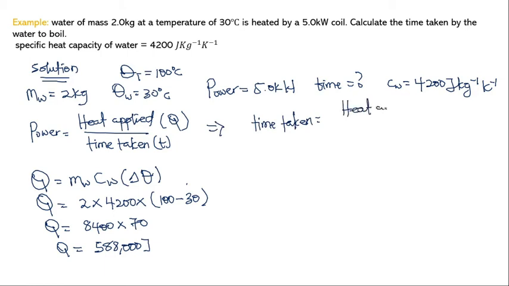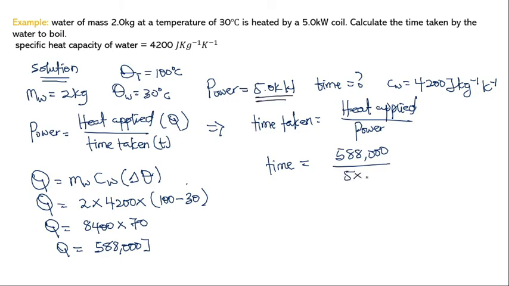The ratio of the heat applied to the power of the core. So our time is equal to our heat, which is 588,000, over the power, which is 5 kilowatts. So we have 5 times 10 raised to the power 3 for the kilo. All right, so our time is equal to the ratio of this, which is what?